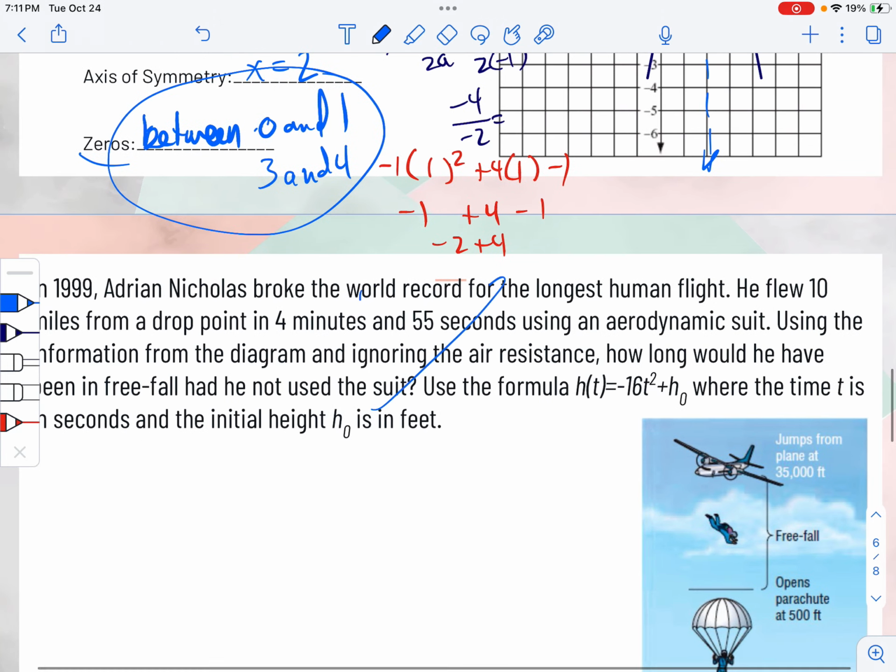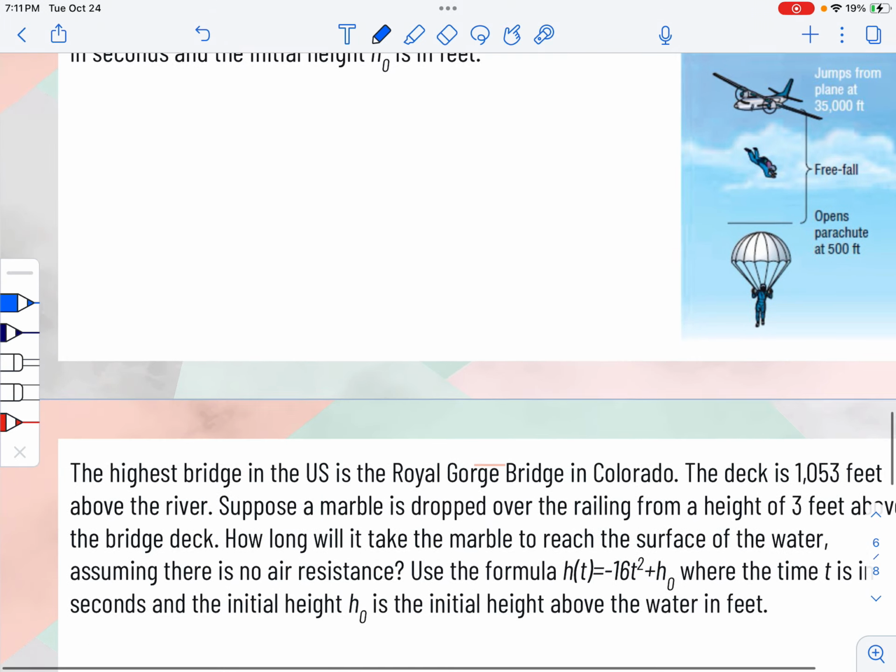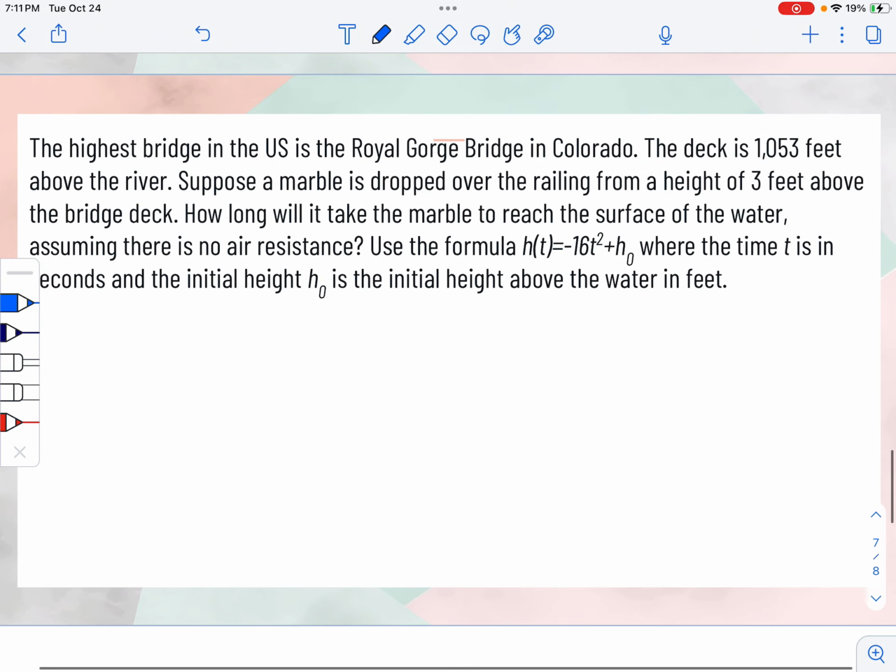So I'm not a big fan of this problem. I think it screws people up more than helps them. So we'll do this one.